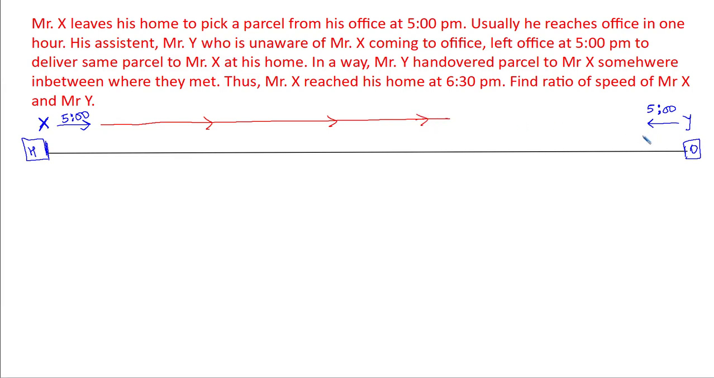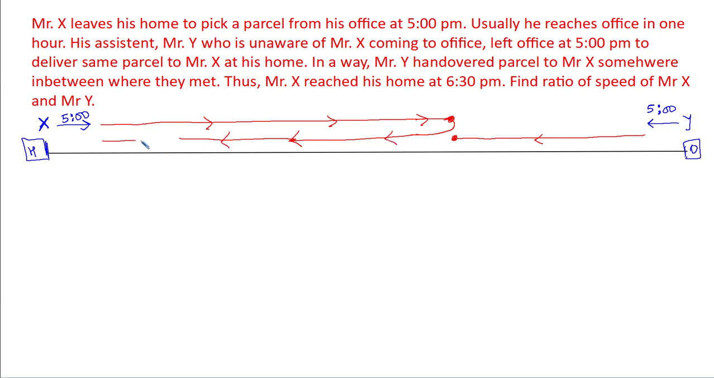And Y will travel like this, and they will meet somewhere here. After receiving the parcel, X will take a U-turn like this, and he will travel towards home.